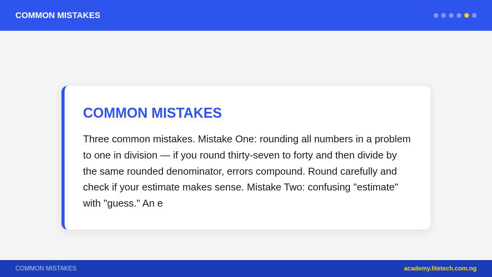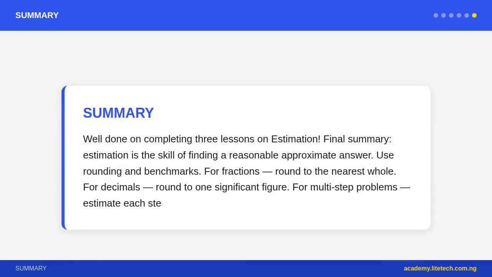Mistake 3. Forgetting to round up in how many containers problems. If the exact answer is 10.3 containers, the real answer is 11, you cannot leave a fraction of the load uncontained. Well done on completing 3 lessons on estimation.